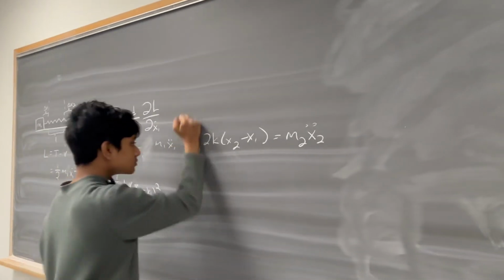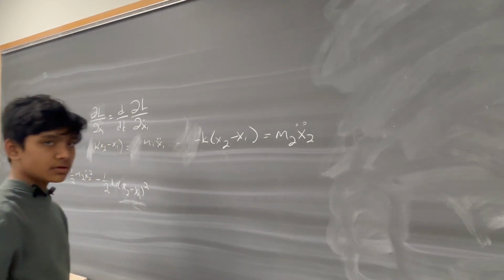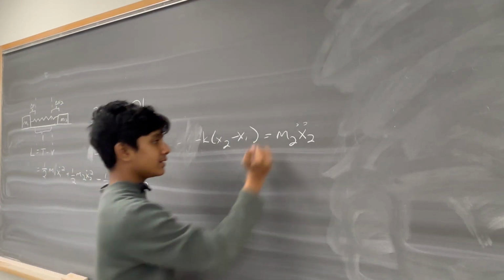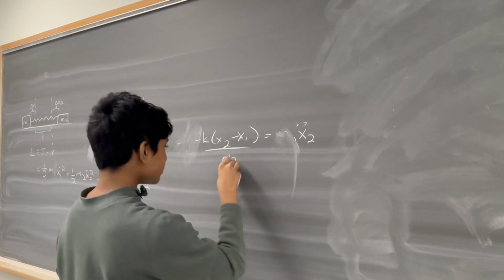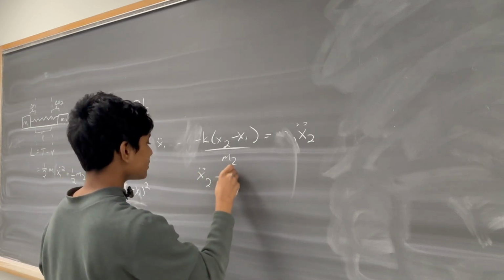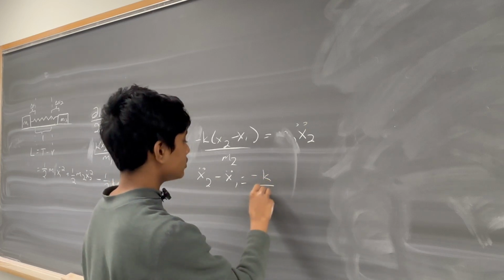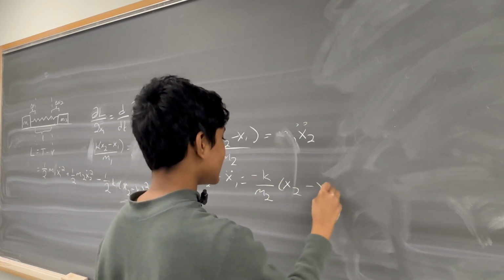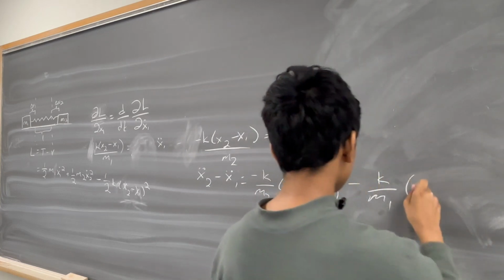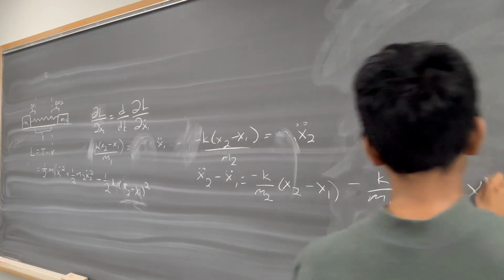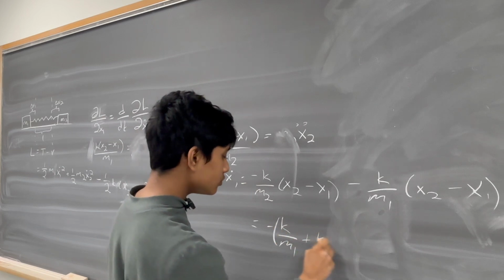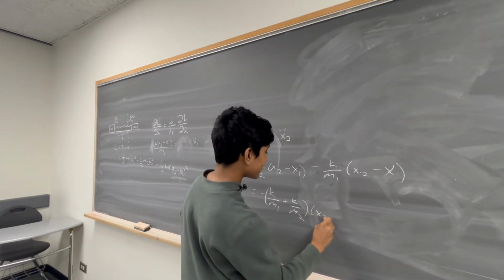So now, what do we do here? Well, we first divide through by m1, and here by m2. And now you'll notice we can just subtract these. And we get x2 double dot minus x1 double dot is equal to minus k over m2 times x2 minus x1, minus k over m1. Remember, we're subtracting a positive, x2 minus x1. Hence, you get minus k over m1 plus k over m2 times x2 minus x1.